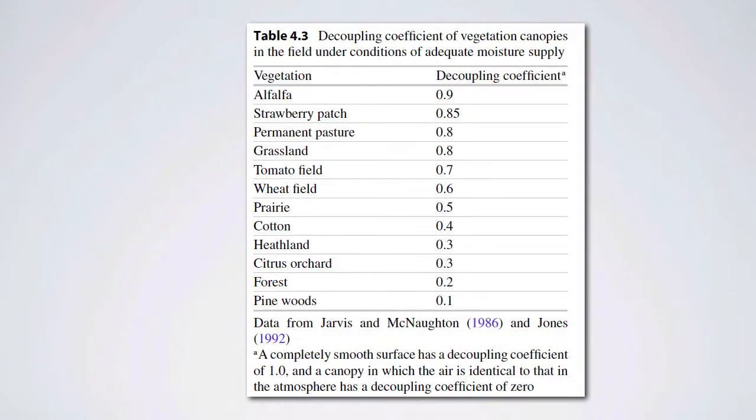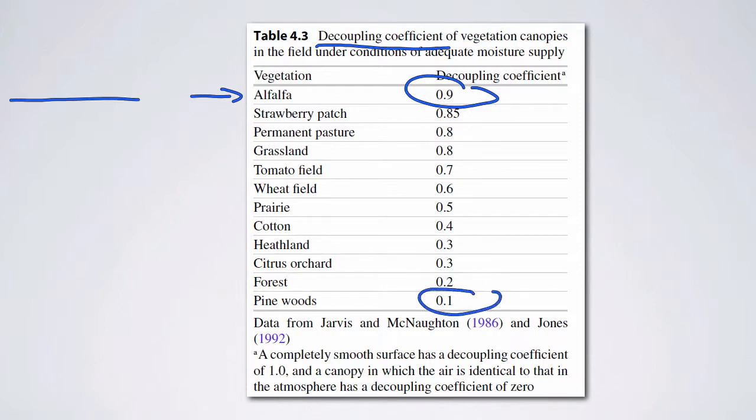And we can also measure coefficients of coupling. And in this case, we've got decoupling coefficients, which are going to be essentially the inverse of coupling, where relatively smooth systems like alfalfa or a crop patch that's relatively flat are essentially going to be entirely decoupled with very little exchange between the atmosphere and the ecosystem. And then you've got other systems that we think of as having a high coupling coefficient or very low decoupling coefficient, where there's a very efficient transfer of energy. So here also note a completely smooth surface has a decoupling coefficient of 1.0.